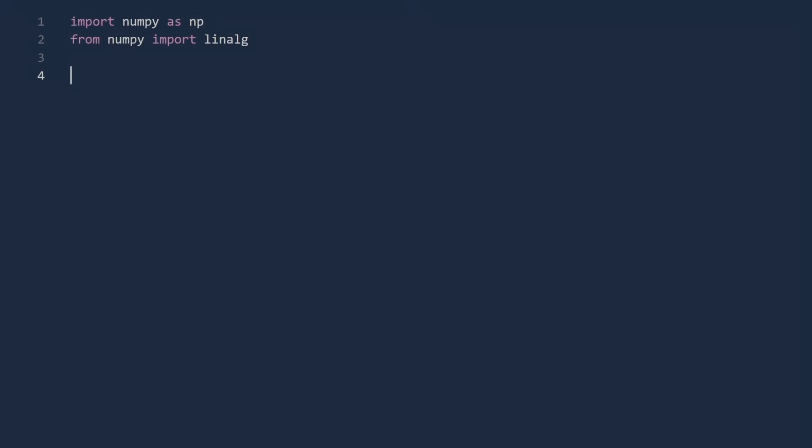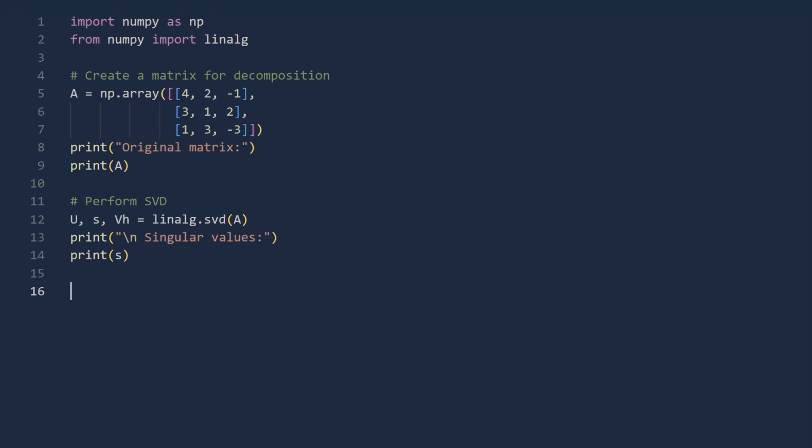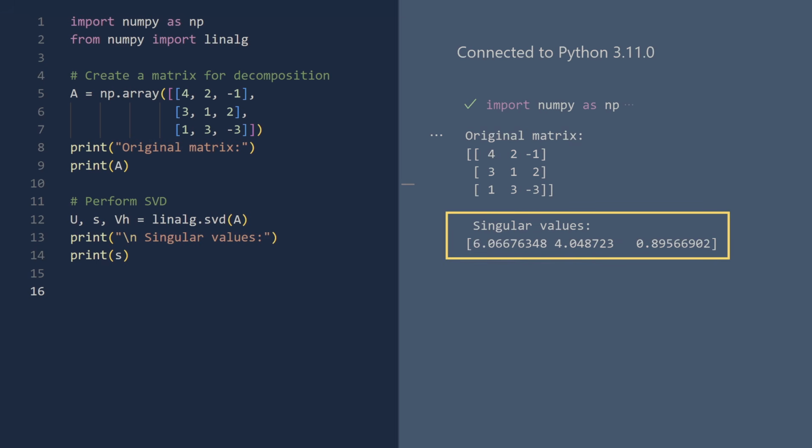The singular value decomposition, or SVD, is one of the most powerful matrix decompositions. It works for any matrix, not just square ones. Let us compute it for our matrix. Run. These singular values tell us fundamental information about the properties of our matrix. The larger values indicate stronger patterns in our data.